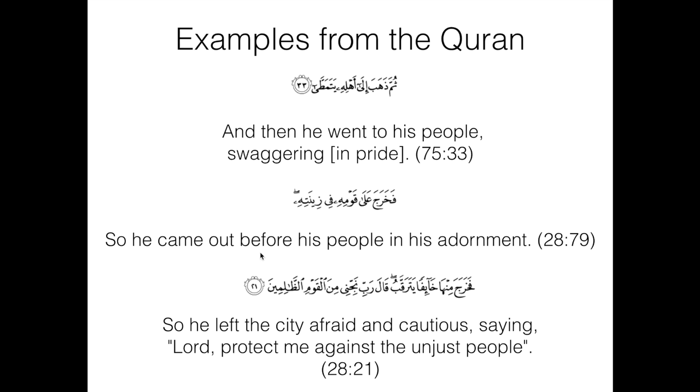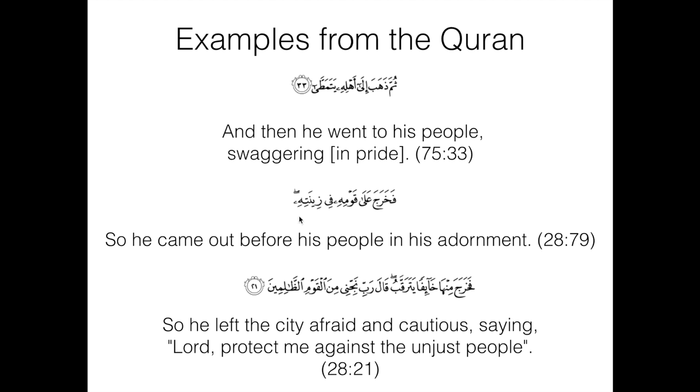So this verse is talking about Qarun. Qarun was a man from the people of Musa who was a tyrant. He was a very haughty, prideful person. Okay, so he had a lot of wealth. So one day he comes in front of his people with all his wealth, all his adornment. So the verse says, فَخَرَجَ عَلَى قَوْمِهِ فِي زِينَتِهِ. So he came out عَلَى قَوْمِهِ, upon his people, right? فِي زِينَتِهِ, in his adornment. Fi means in, zinatihi, his adornment.